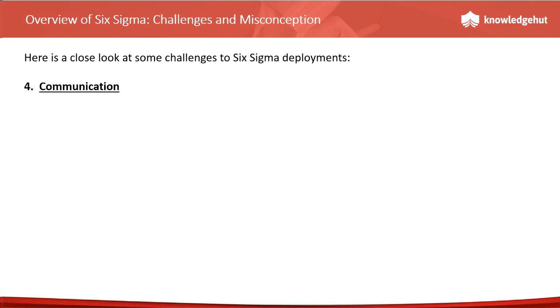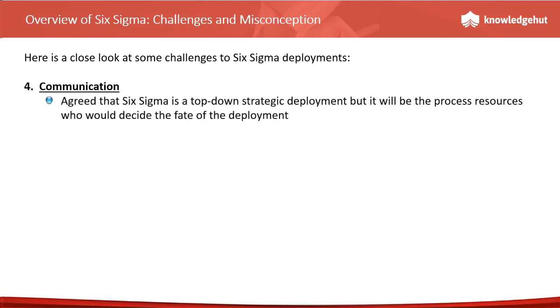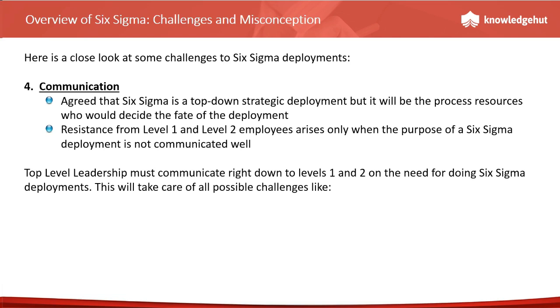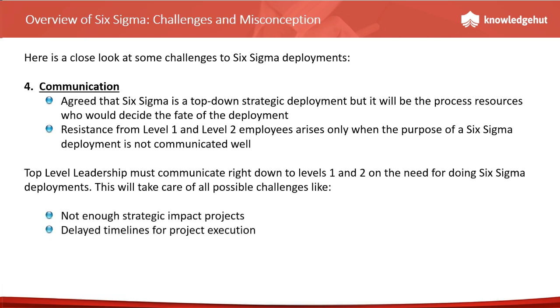Communication. Agreed, Six Sigma is a top-down approach, but it will be process resources who will decide the fate of the deployment. Resistance from level 1 and level 2 employees arises only when the purpose of Six Sigma deployment is not well communicated. What is the purpose? Why are we doing this? How is it going to benefit the level 1 and level 2 employees? It is very important for us to communicate it to them.